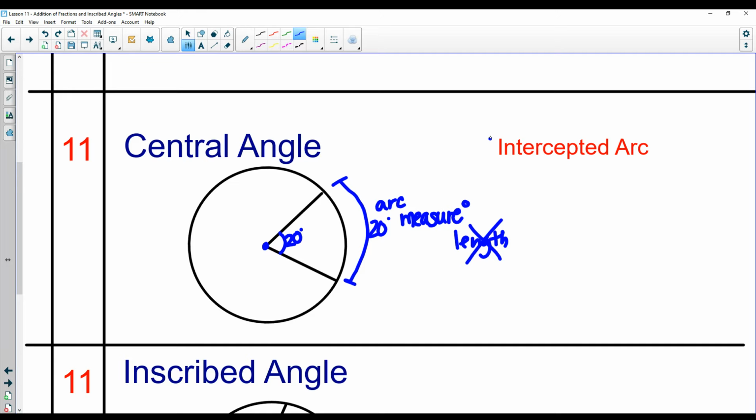We call this the intercepted arc. Where is it intercepted? Well, if you start at the center and you draw out each radius, that point at which it intercepts the circumference on both rays, that region in between, that's called the intercepted arc. The intercepted arc measure is the same as the central angle, always.